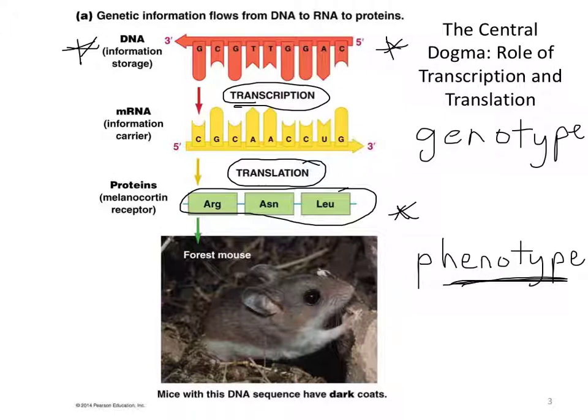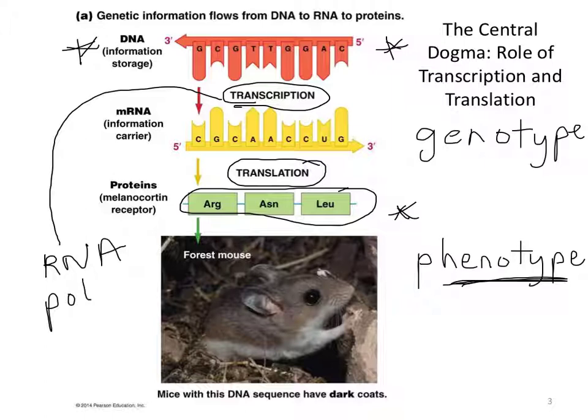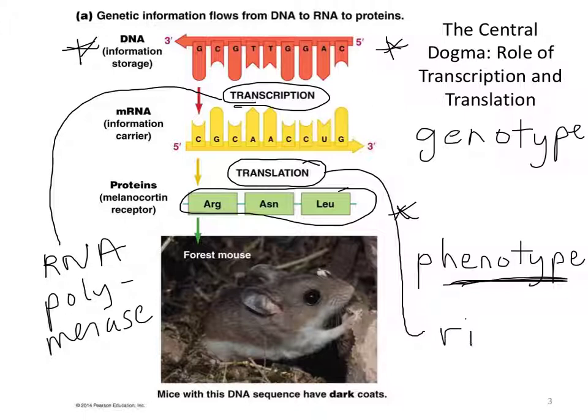While we're looking at this slide, let's remind ourselves that the act of transcription is done by RNA polymerase. It's an enzyme, and the act of translation is done by structures known as ribosomes. In a eukaryotic cell, transcription happens in the nucleus, and translation happens outside of the nucleus at the ribosomes. In a prokaryotic cell, they both happen at the chromosome.